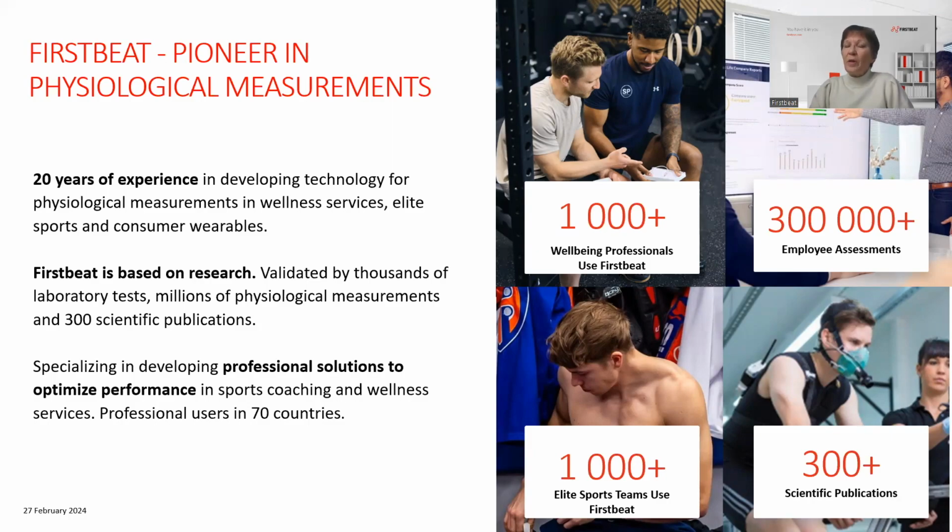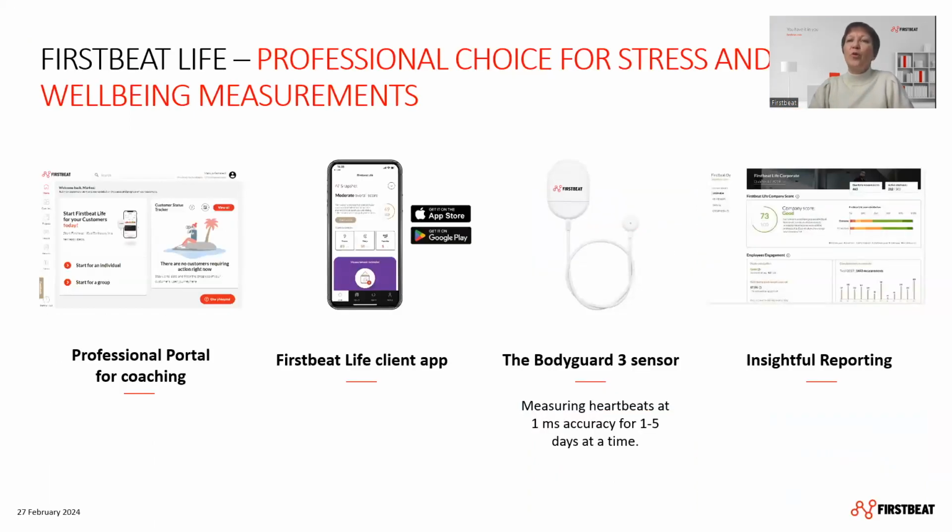Lots and lots of research behind all our methods. We do a lot of validation studies in laboratories and a lot of scientific publications. If you're interested in those, you can find information on our science page on our website. But our main aim is to develop professional solutions to optimize health and performance in sports coaching and in wellness services. And the Firstbeat Life solution that we're going to be focusing on today, what that is, and specifically I'll share some examples from this kind of data. So for those of you who are not yet familiar with that, the solution basically includes a measurement device and an application.